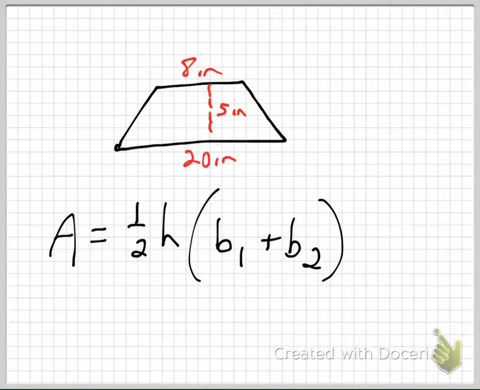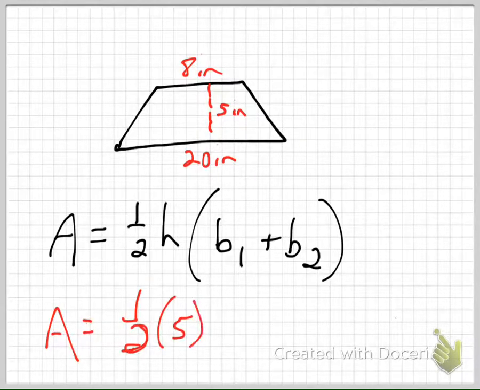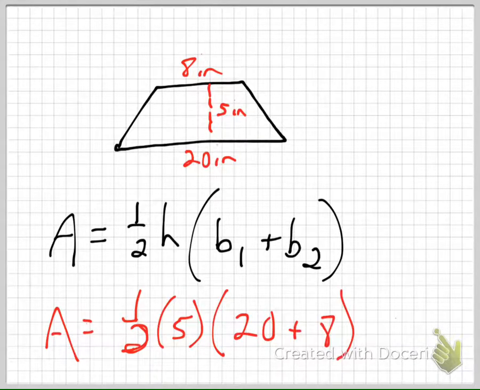Now, if we're talking about just area, the only 3 things you need are the height and the 2 bases. That length and that length have nothing to do with the area. Okay, so let's plug it in. Area equals 1/2. What's the height? 5. Always put it in parentheses, right? And then you multiply that by, what is B1? You could put 20 or 8, right? 20 plus 8.